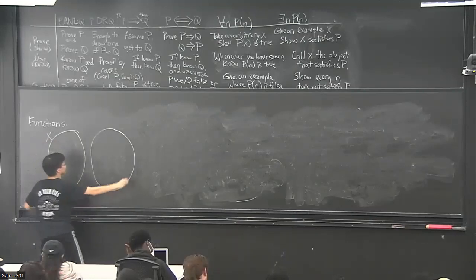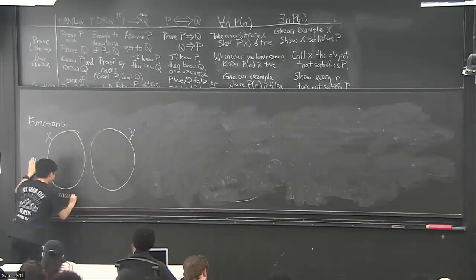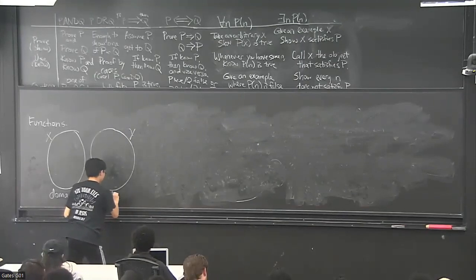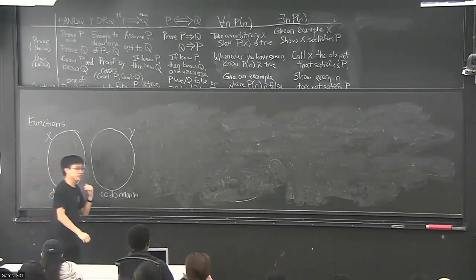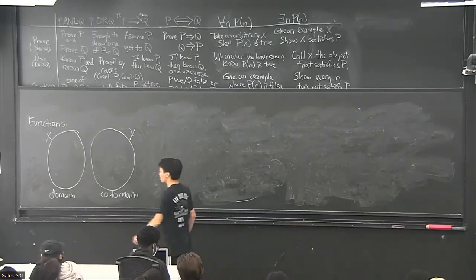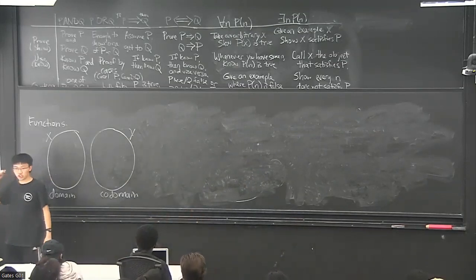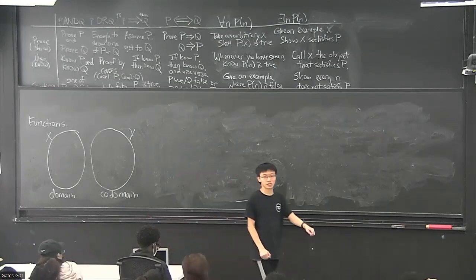This is a set X, set Y. This is called the domain. This is called the codomain. Another way to think about functions is as an input-output system. The domain is the list of all inputs. The codomain is the list of all potential outputs.